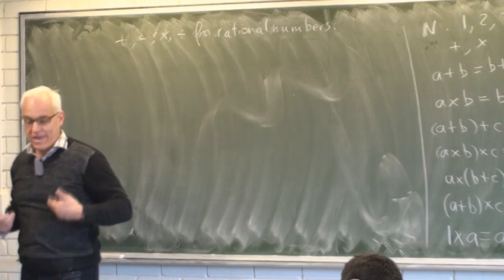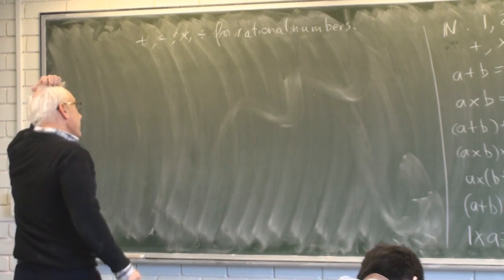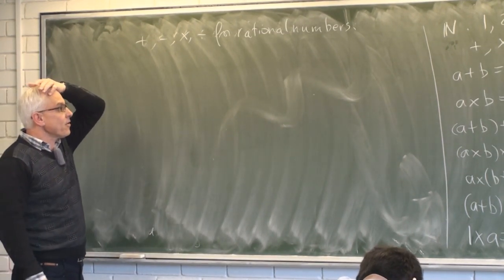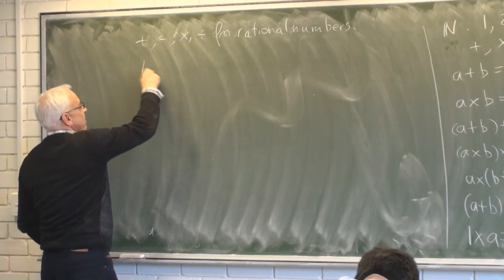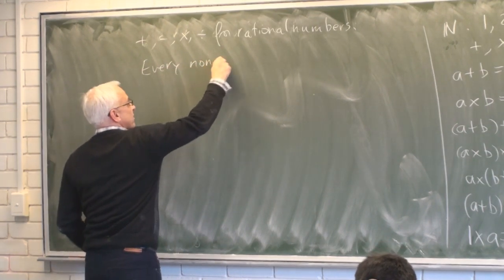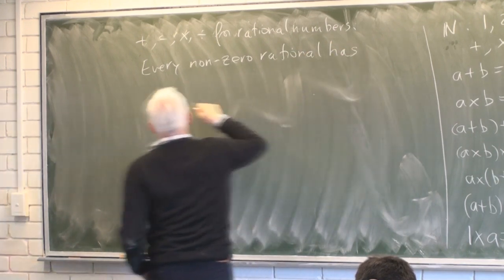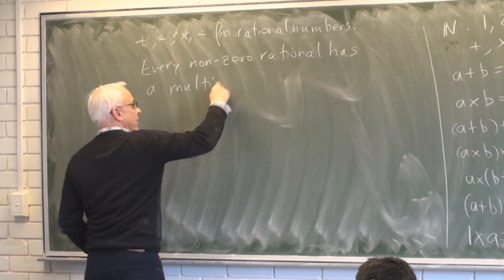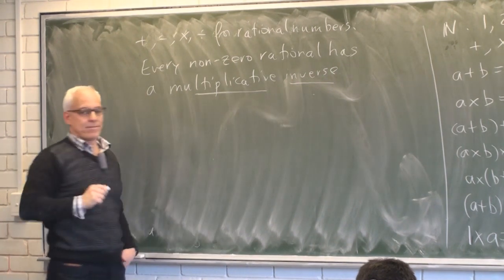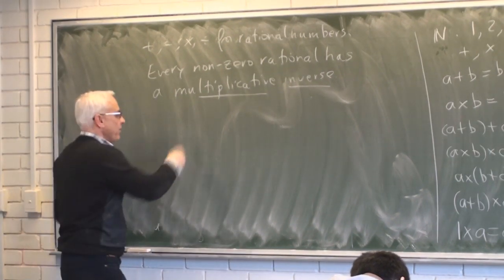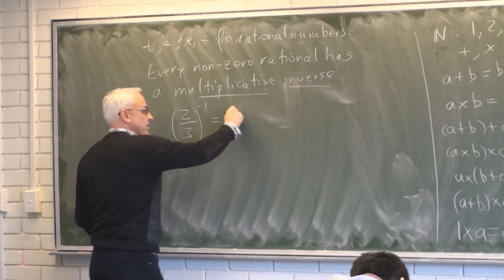And what sort of key new properties do we require to make this a field? Well, the main new property really is that every non-zero rational has a multiplicative inverse. So for example, if we take 2/3, its inverse is 3/2.